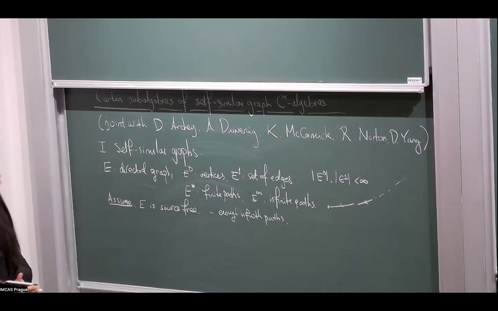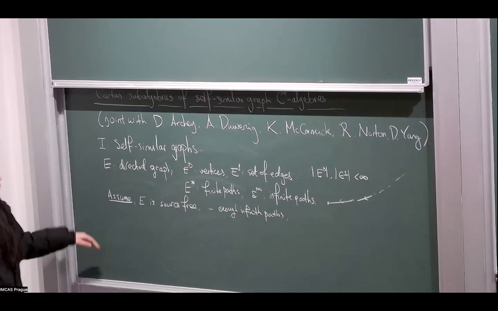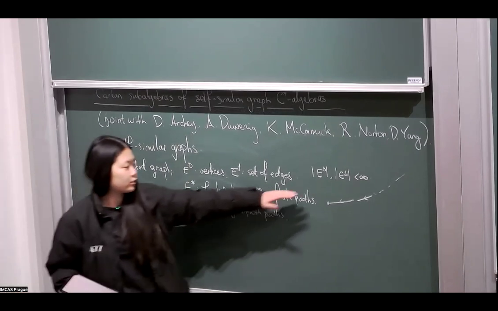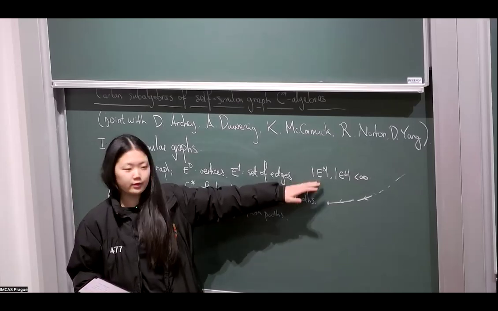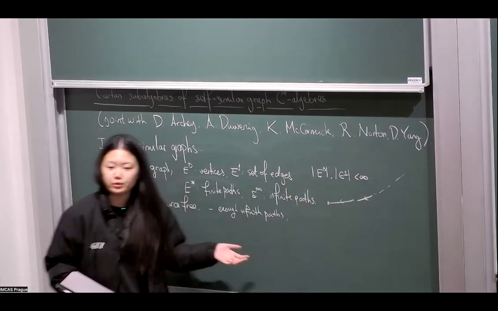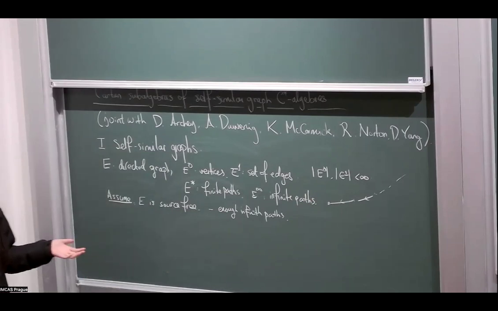One could also work outside of this setting, but it requires a little bit more technicalities to deal with the situation. So just for this talk, we want to be able to assume it's source-free, and also that you have some level of finiteness. So later on, when we associate a C-star algebra to it, the C-star algebra is guaranteed to be unital.